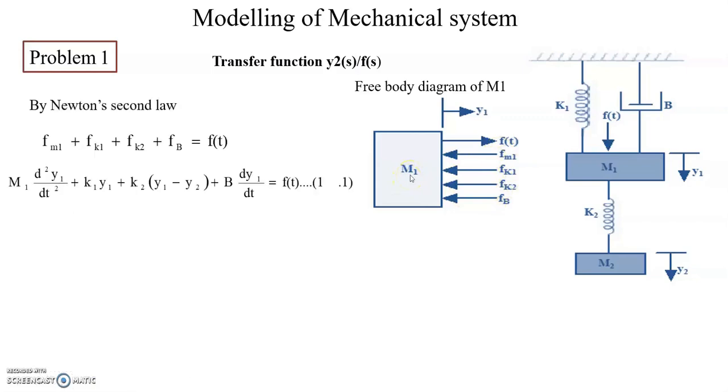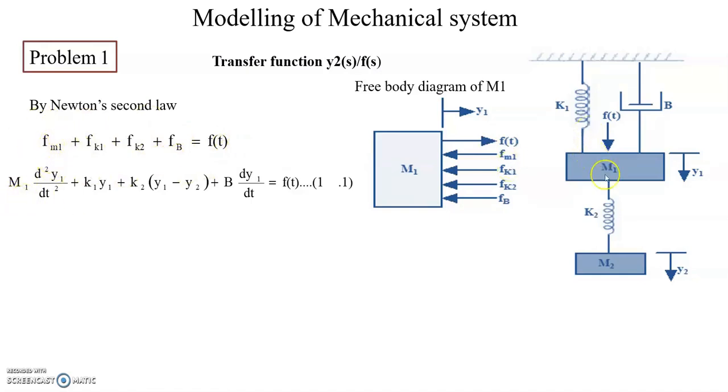Next, you can apply Newton's second law to M1 and write the equation. You know Newton's second law: the algebraic sum of the opposing forces is equal to the algebraic sum of the applied forces. So the opposing forces are Fm1, Fk1, Fk2 and Fb, and the applied force is F of t. So Fm1 plus Fk1 plus Fk2 plus Fb is equal to F of t. You know already how each element is represented, so you can write the equation.